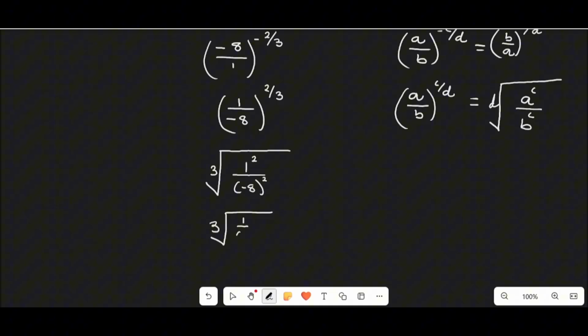1 over 64, and this can be expressed as cube root 1 over cube root 64, which is equal to cube root of 1 is 1 and cube root of 64 is 4.